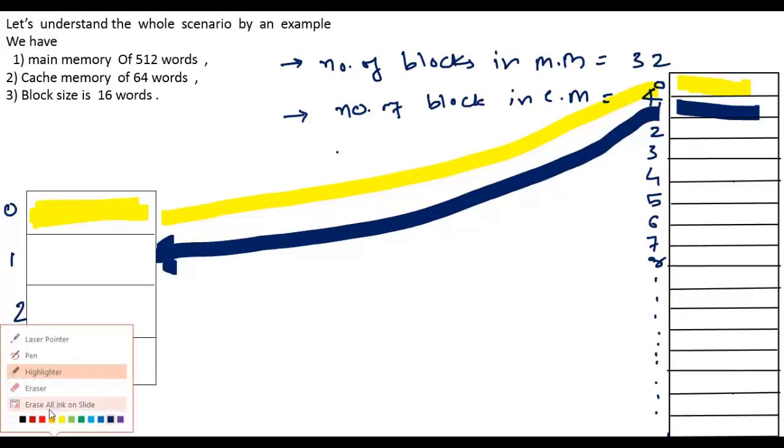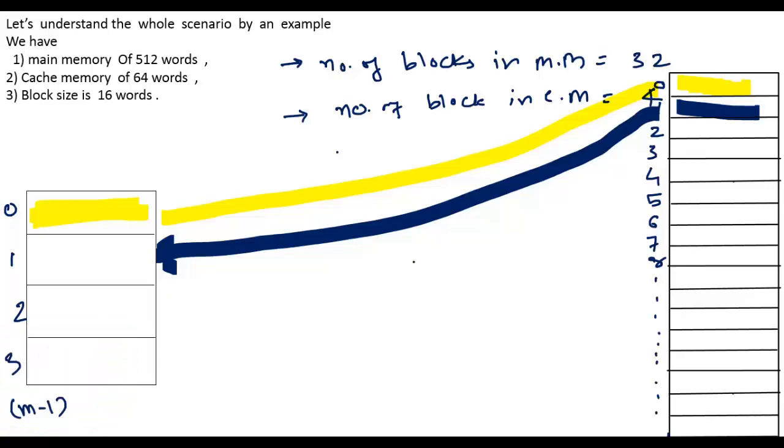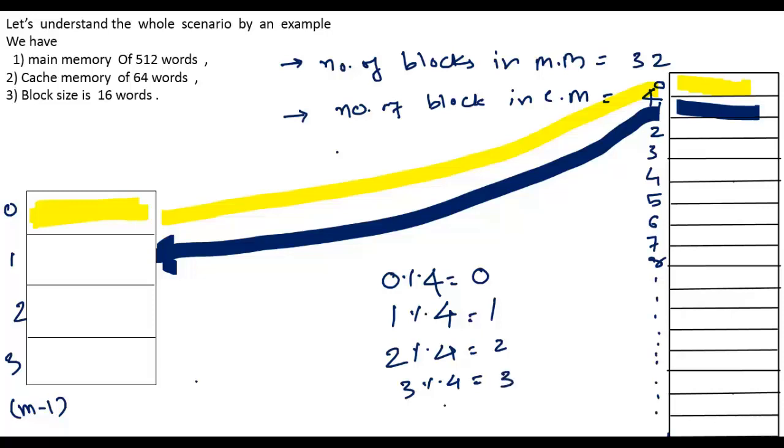Because it's pretty clear that 0 modulo 4 is equal to 0, and 1 modulo 4 will be 1. Similarly, 2 modulo 4 will be 2, 3 modulo 4 will be 3, and 4 modulo 4 will be 0 again. 5 modulo 4 will be 1. So we have some repetition here.